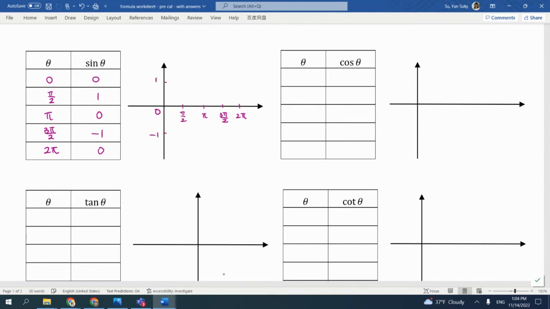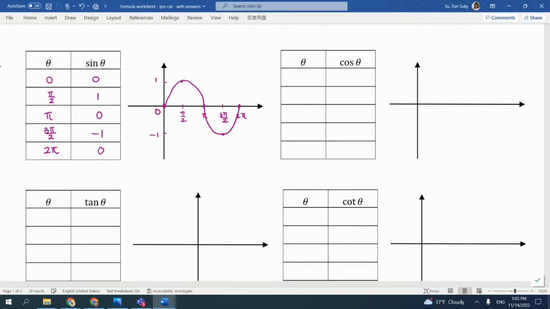So that's 0, 1, 0, -1, and 0. These are the 5 key points. So far, so good? This is how you draw the sine function. And last time we said if you have a more complicated sine function, you're going to do the table. This is the x value, and this is the y value, and then your theta is going to be in terms of x. So review your notes. We will do some exercises later as well.